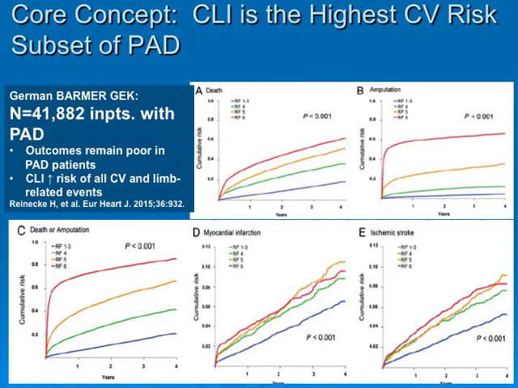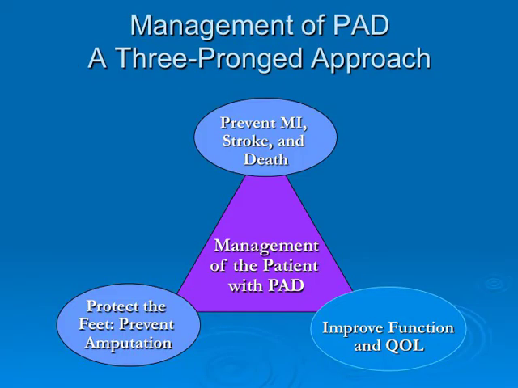I thought this was a really terrific paper. This was published over the summer in the European Heart Journal. This is data on almost 42,000 inpatients in Germany with PAD, and it looked at their outcomes by Rutherford class, 1 through 6. And you can see in that rainbow, red is Rutherford class 6, orange 5, green 4, and blue 1 through 3. You can see for all outcomes, death, amputation, stroke, MI, the higher the Rutherford class, the worse your outcome. So because of this, comprehensive care of the CLI patient is critical.